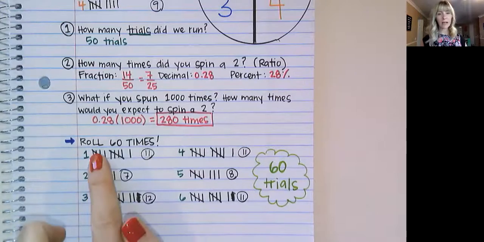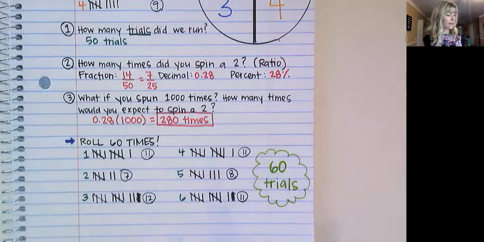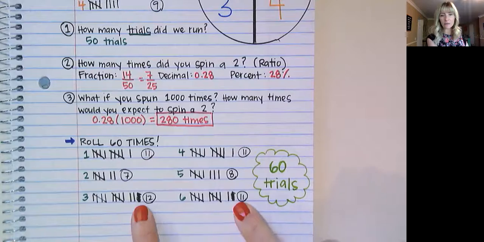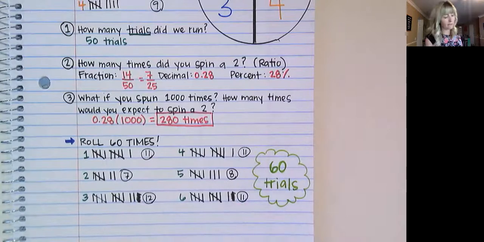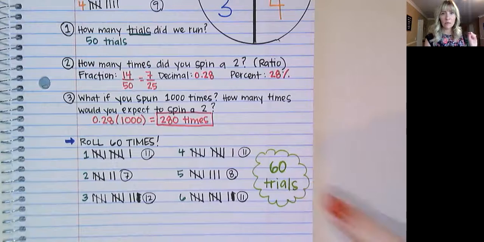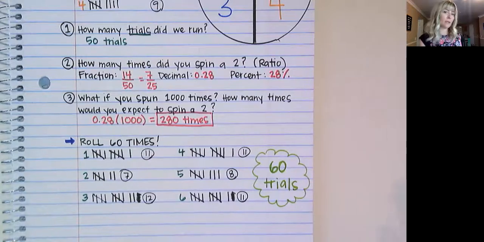So I tallied as Adeline was rolling, and I wrote my totals next to each of them, and then I added them up, and I actually got 62. We did 2 extra, so I took off these last 2. Those were the last 2. We got a 3 and a 6, so I just took them off because we wanted 60 trials, and I wrote that over here just to remind myself, 60 trials. We did 60 of them this time.